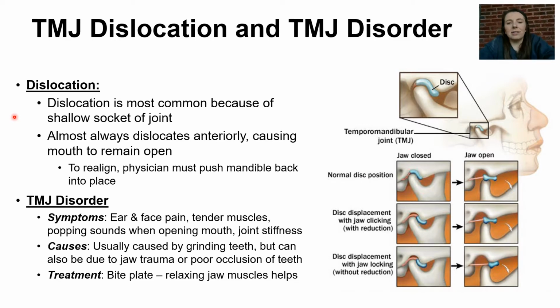So some interesting stuff about the TMJ is, like I said, it's the easiest one to dislocate in the entire body. So dislocation is most common because the socket of the joint is actually really shallow, and therefore the joint almost always dislocates anteriorly. So by dislocation anteriorly, I mean it's basically going to move towards the front of the face. The jaw is causing this sort of underbite type of situation.